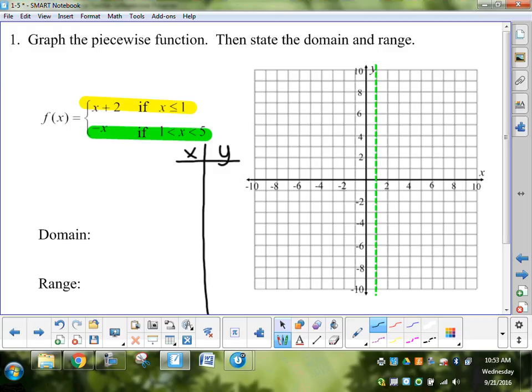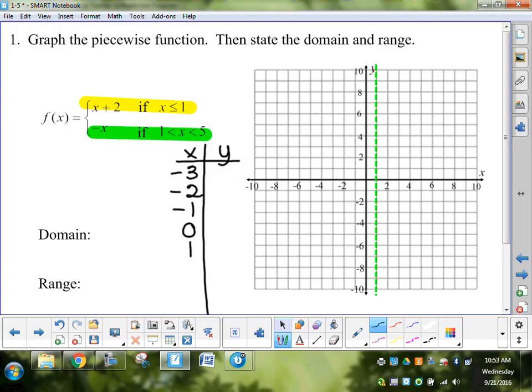What do you want to say? 0. 0 would be the yellow graph. And give me another one. Who can give me another one? -5. Everything to the left of -1 I've used. So let's do this. Let's do -3, -2, -1, 0, and 1.